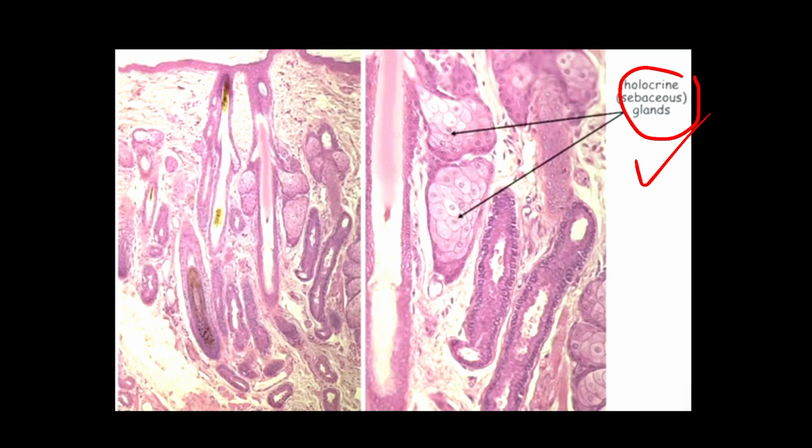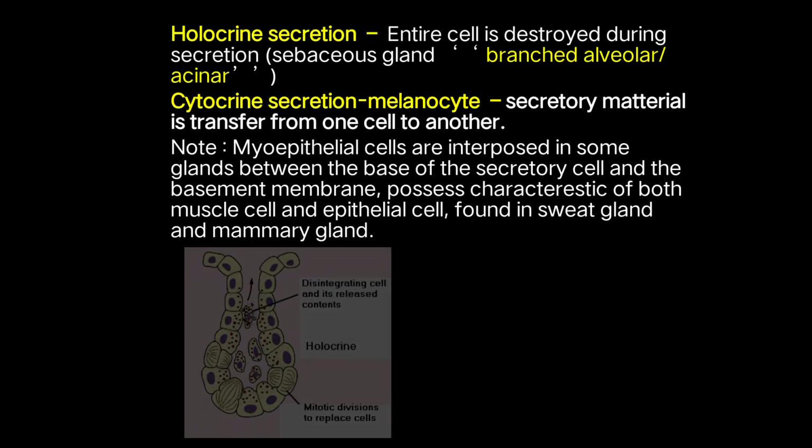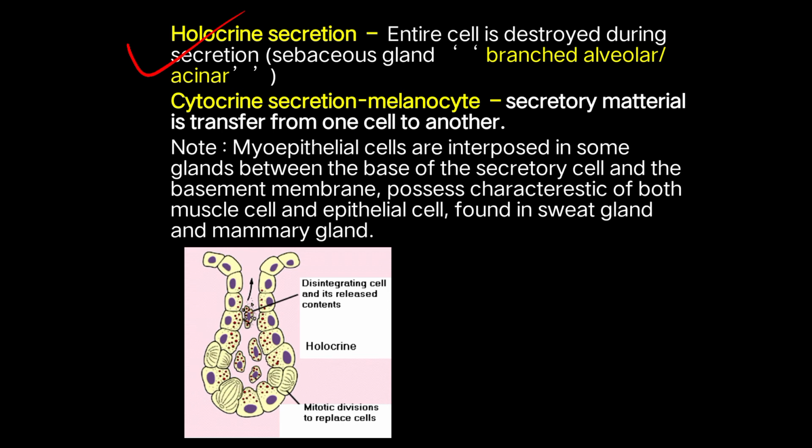holocrine type. Holocrine is another kind. After merocrine and apocrine, we have to next learn about the holocrine, in which the whole cell comes into the secretion. That is why it is called holocrine. So holocrine secretion means the entire cell is destroyed during the secretion, and the sebaceous glands, on the basis of morphology, are the branched alveolar type.